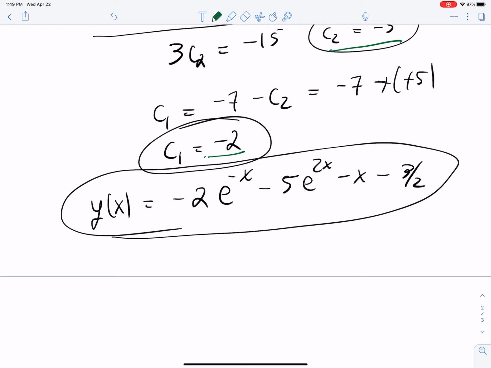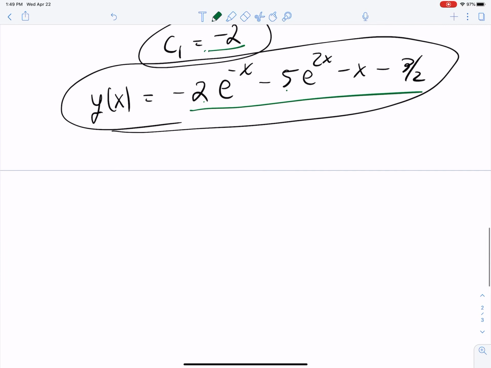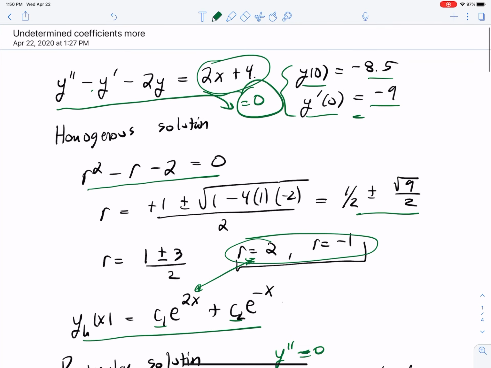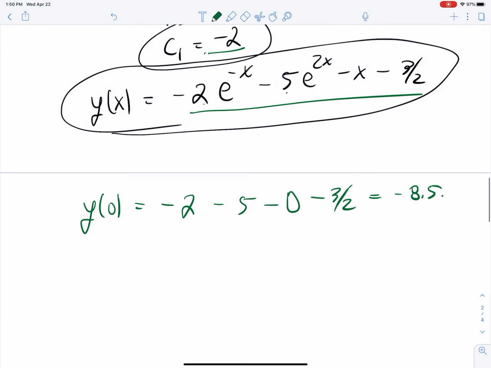Which gives me, finally, the solution to this initial value problem. So now I fill in C1 is negative 2, C2 is negative 5. And notice you can check this, right? You can always check that you found the right solution here. So y of 0 is minus 2 minus 5 minus 3 halves. So that gives me my minus 8.5, which is what we have here, right? And then I could do the same thing with the derivative to check that. So that's always a good sanity check when you finish one of these kinds of problems, to make sure that you've really plugged in at the right stage.